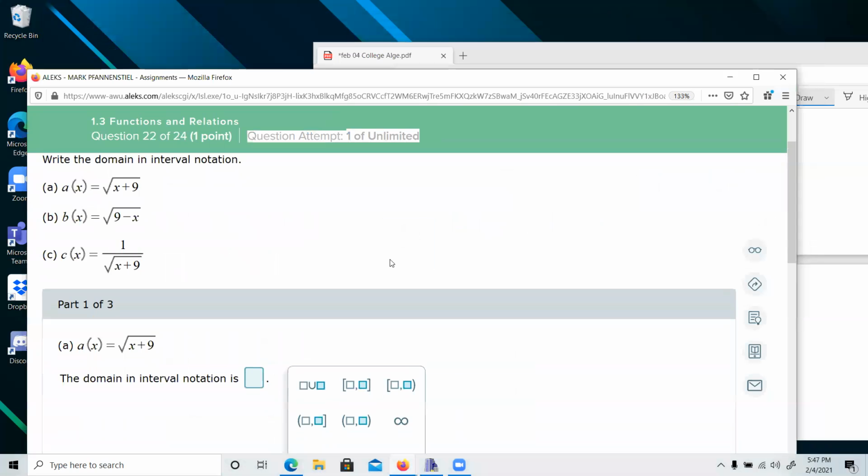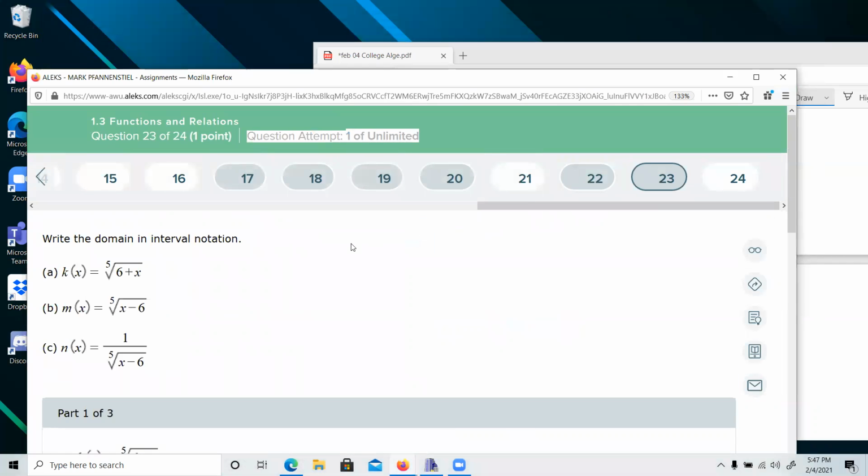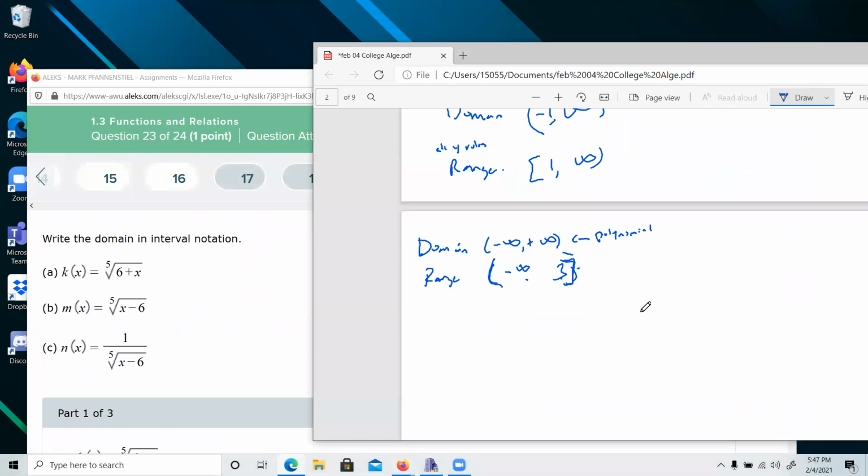Domain again. Okay, slightly more interesting. So the domain here. Well, 5th roots, 3rd roots, 11th roots, they all have the same shape. They all kind of have a cubic shape, but they're going to be flatter.